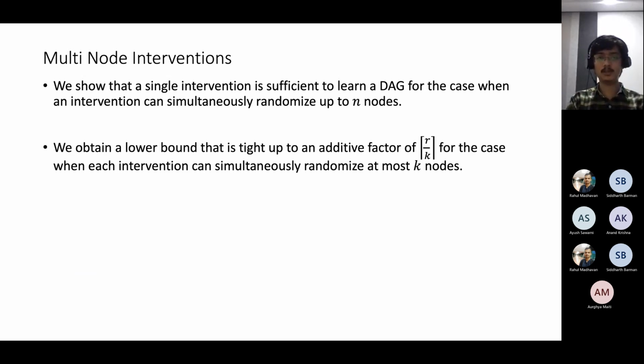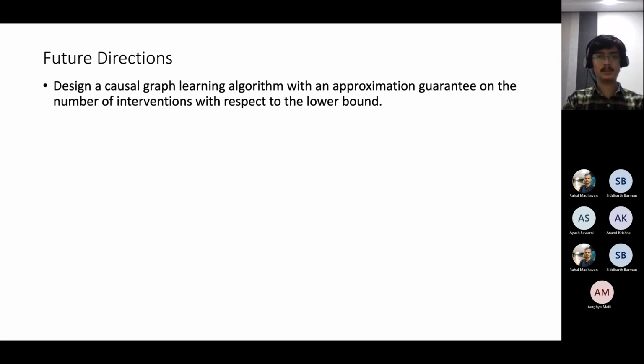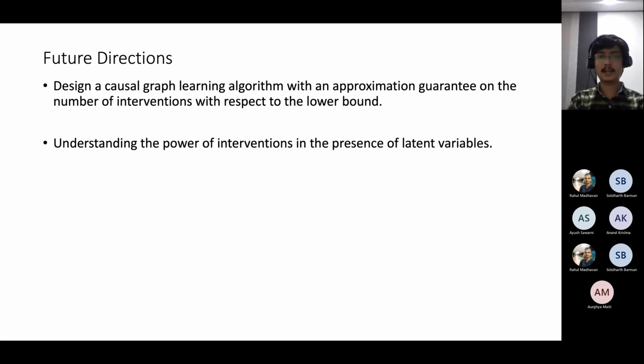And we obtain a lower bound that is tight up to an additive factor of r by k for the case when each intervention can simultaneously randomize at most k nodes, where k is some number. Okay, some future directions are to design a causal graph learning algorithm with an approximation guarantee on the number of interventions with respect to the lower bound, and understanding the power of interventions in the setting where latent variables are present.